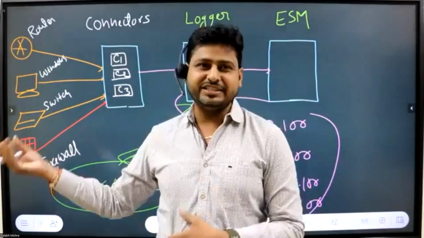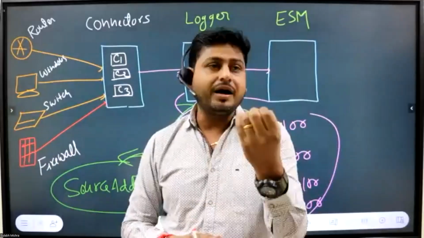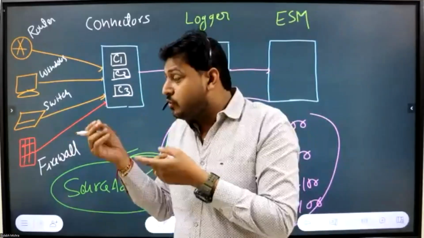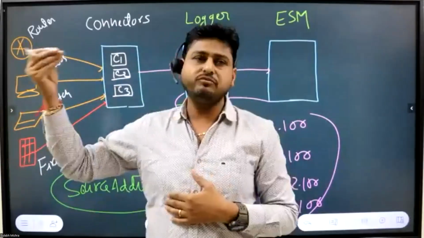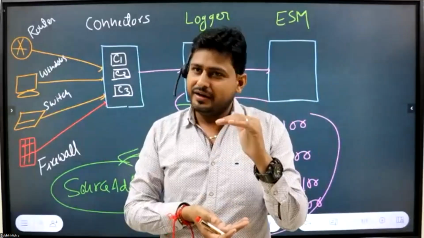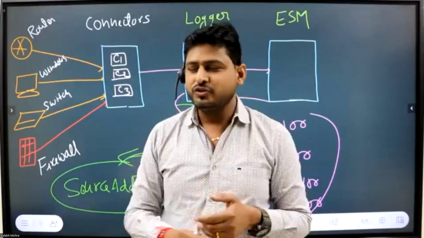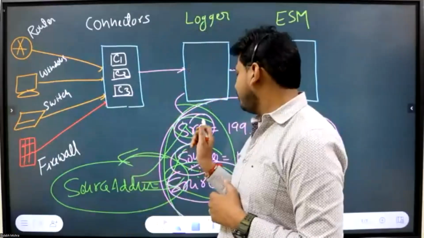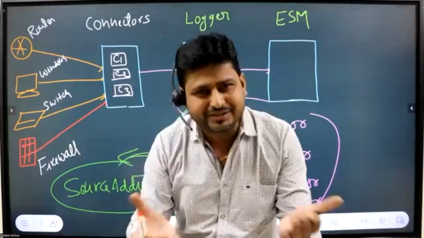Similarly, DST, destination IP, will be mapped with destination address. There are 300 plus fields in ArcSight. ArcSight will identify what field is being captured by a particular device, and once it comes to the connector, it will map it to your SIEM's defined common field set. It does not happen that source is mapped with destination address. No, it maps the matching field, as you can understand yourself.